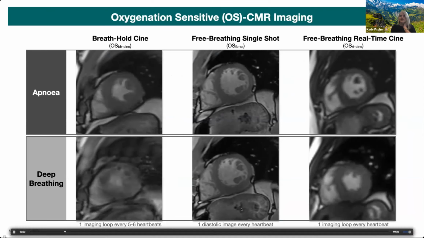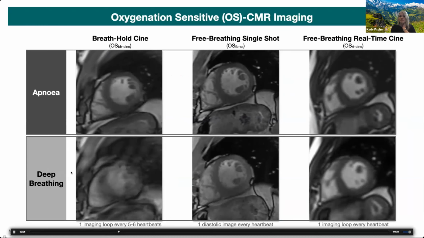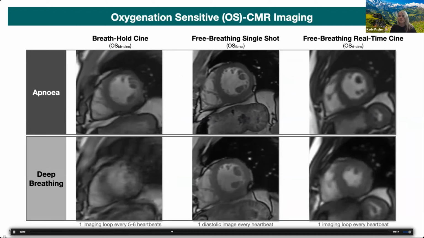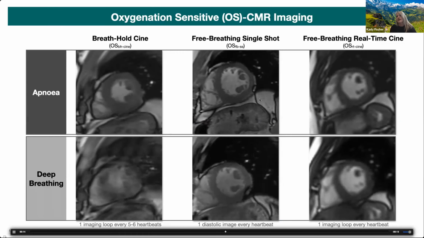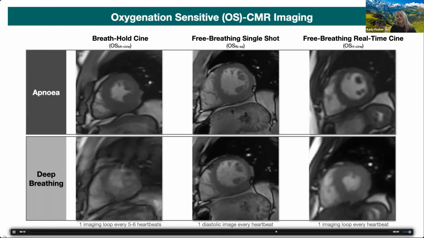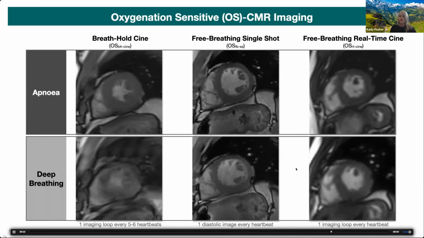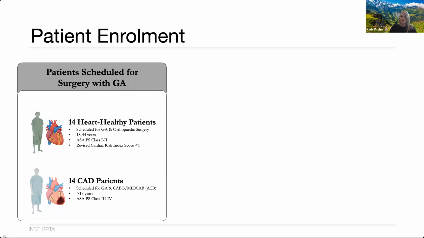So you can see here why we don't use the traditional segmented approach for OS-CMR imaging, because in the bottom left, we obviously can't get any good images while the patients are breathing. And apparently breathing is important, I've been told. And then we have our free breathing variants here, one that's a single shot. So we only get a diastolic frame, but high resolution, and our more important real-time cine loop here. So we apply these latter two both in our study.